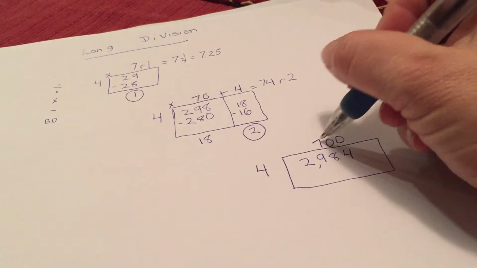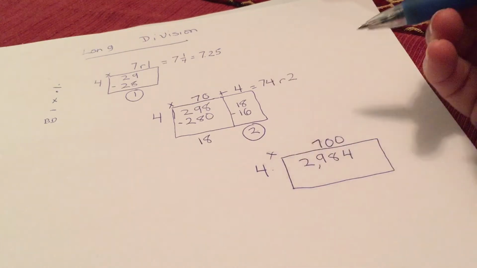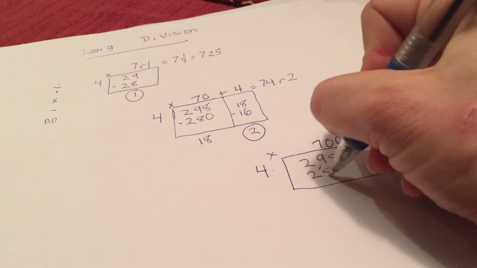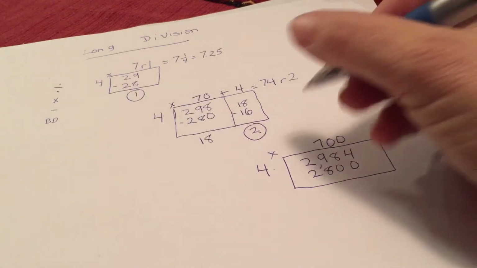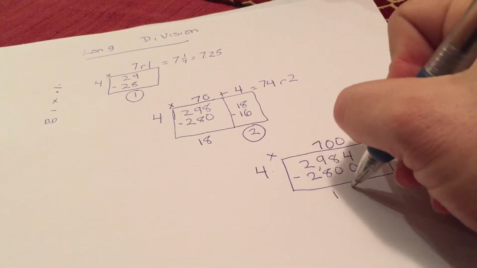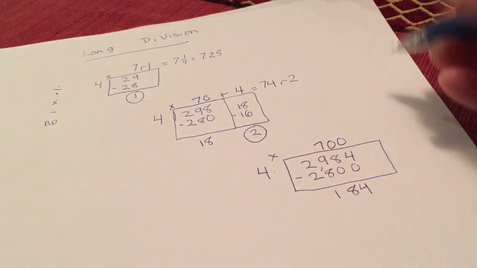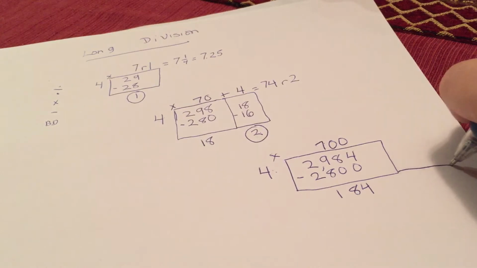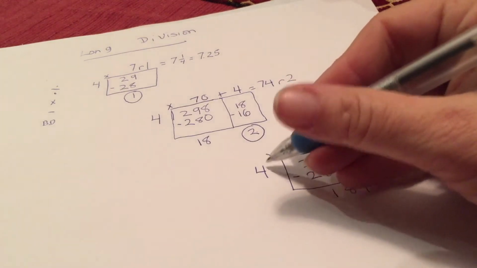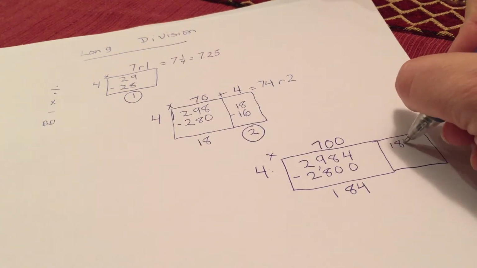So then after we've divided, we multiply. So 700 times 4, the kids should know this is 2,800. We've been working on this a lot. And then they subtract. And so then we get 184. 184 is definitely larger than the 4, so we put that off into the next box because now we have to divide 184 by 4. So we put that into its own box.